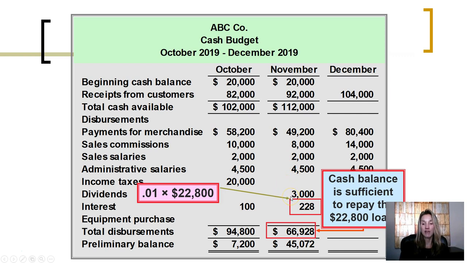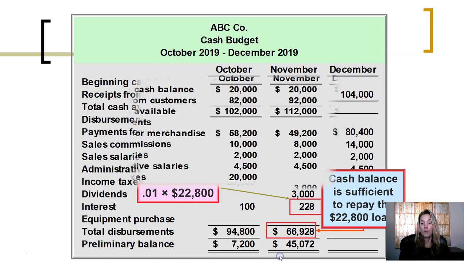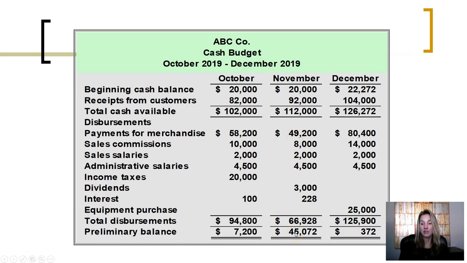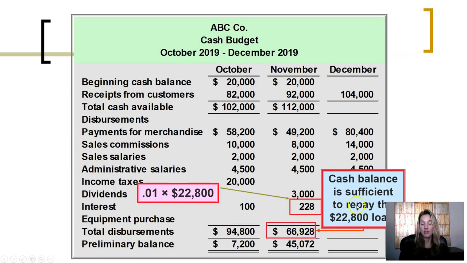We are budgeting to pay a dividend of $3,000, plus we have a 1% on the outstanding balance of $22,800, $228 in interest. Cash expected minus cash budgeted to be spent, we have a preliminary balance of $45,072. Because we are budgeting to have $45,072 in cash, that means we can pay off all of our loan. We have sufficient cash. We will pay off the entire $22,800 loan, leaving us with $45,072 of cash at the end of November.